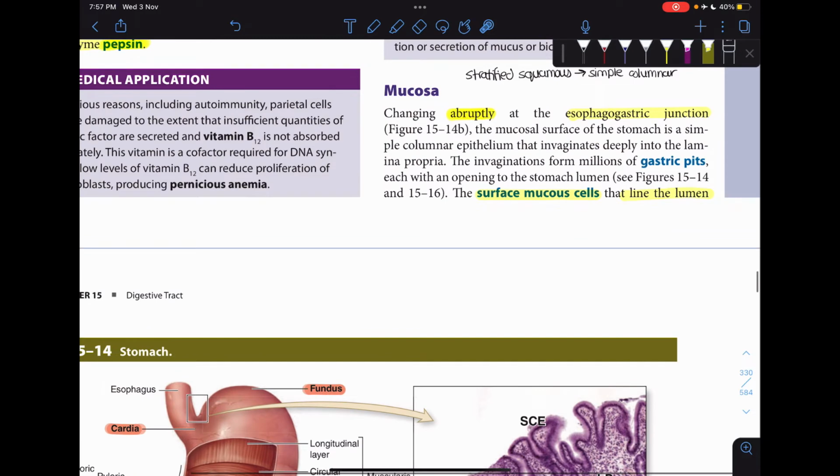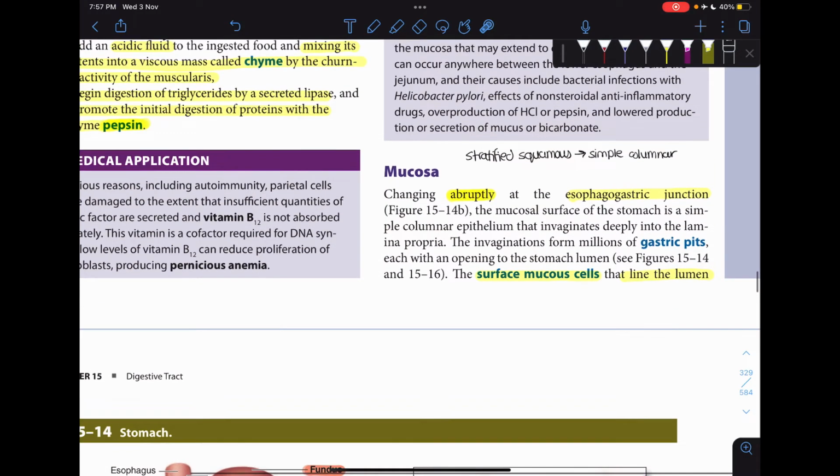Okay, so the mucosa changes abruptly at the esophagogastric junction. The esophagogastric junction is the point of meeting between the esophagus and the stomach. And as we know, the esophagus has stratified squamous epithelium, while the stomach has a simple columnar epithelium, and the change here doesn't happen gradually, it happens abruptly, it happens all of a sudden as you can see here.